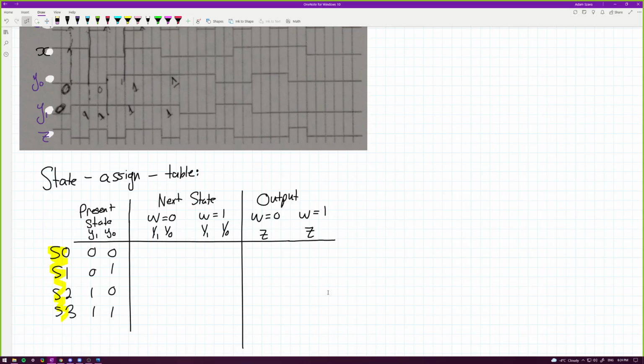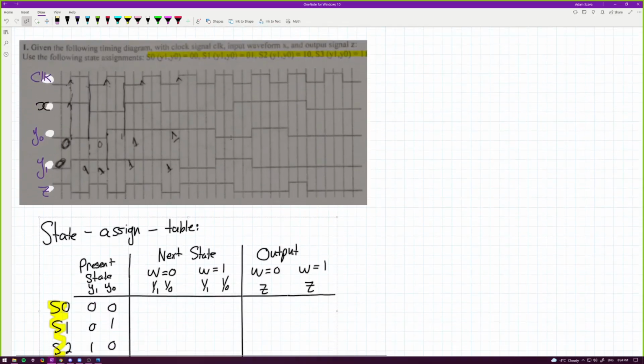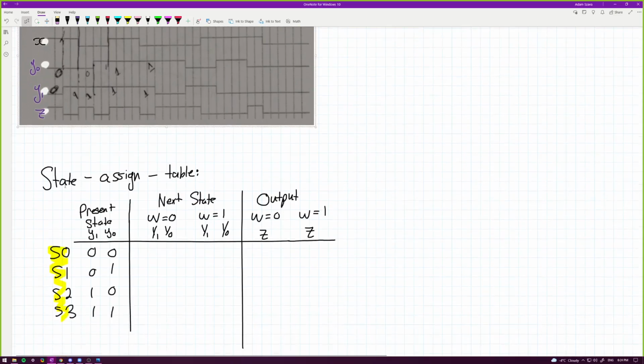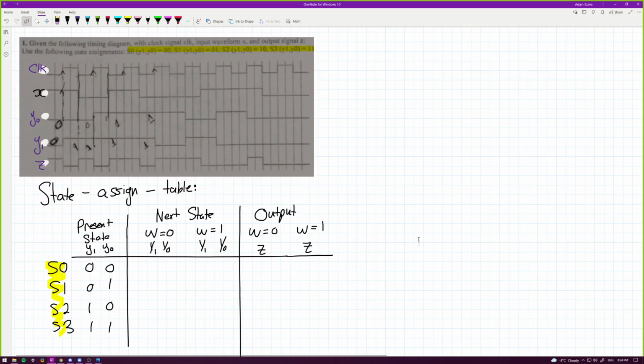Given this, I'm going to try to squeeze things together a little bit, or make this smaller, because I want to have everything on the same screen and not have to scroll up and down all the time. Let's see, can I do that? There we go. That looks good.